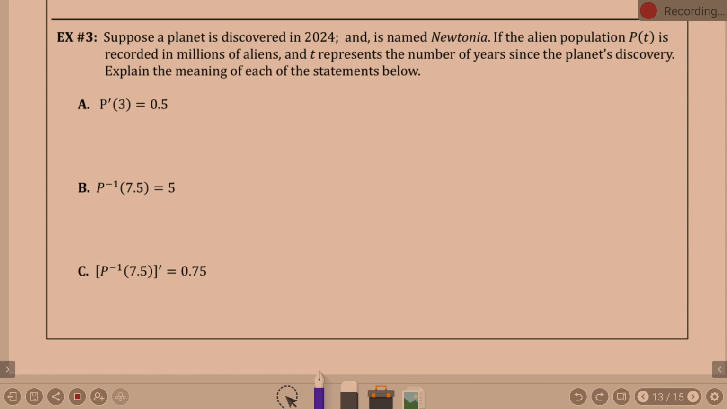Suppose a planet is discovered in 2024 and is named Newtonia. If the alien population P of T is recorded in millions of aliens, and T represents the number of years since the planet's discovery, explain the meaning of each of the statements.